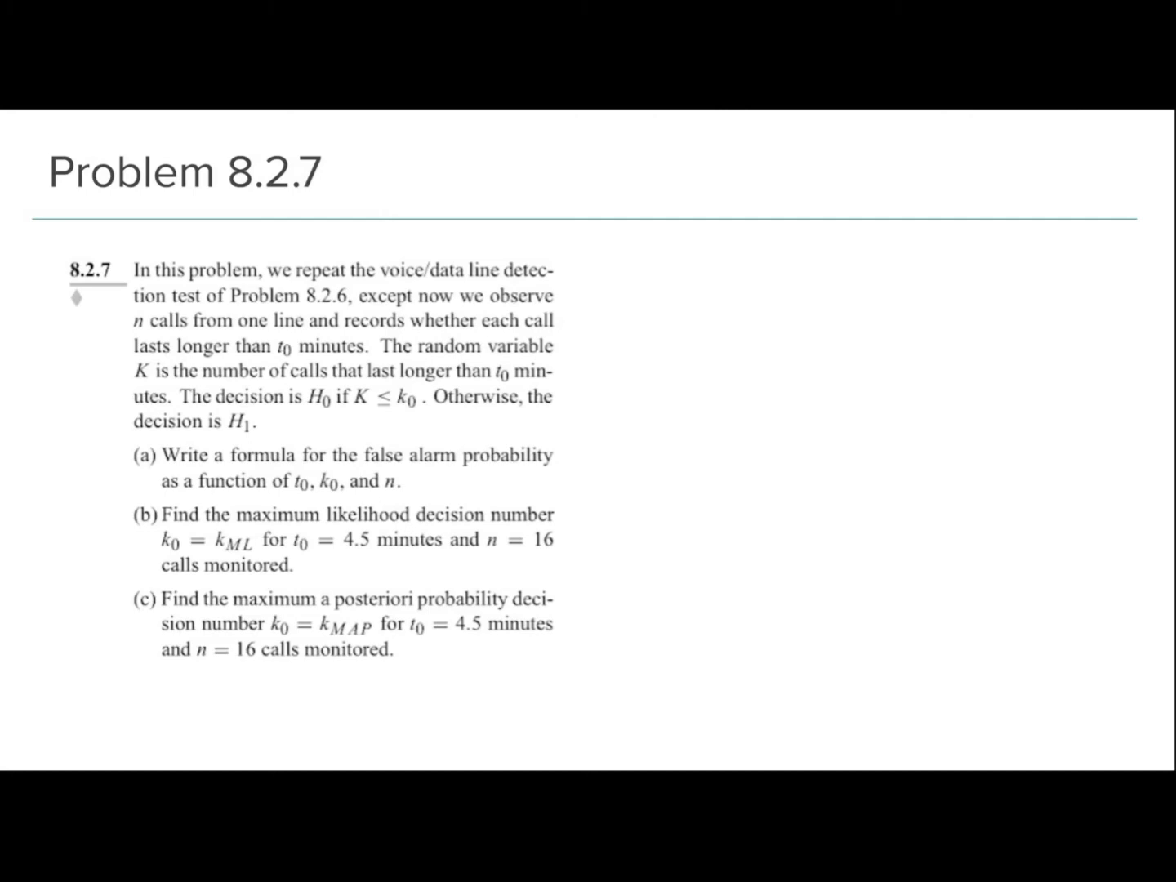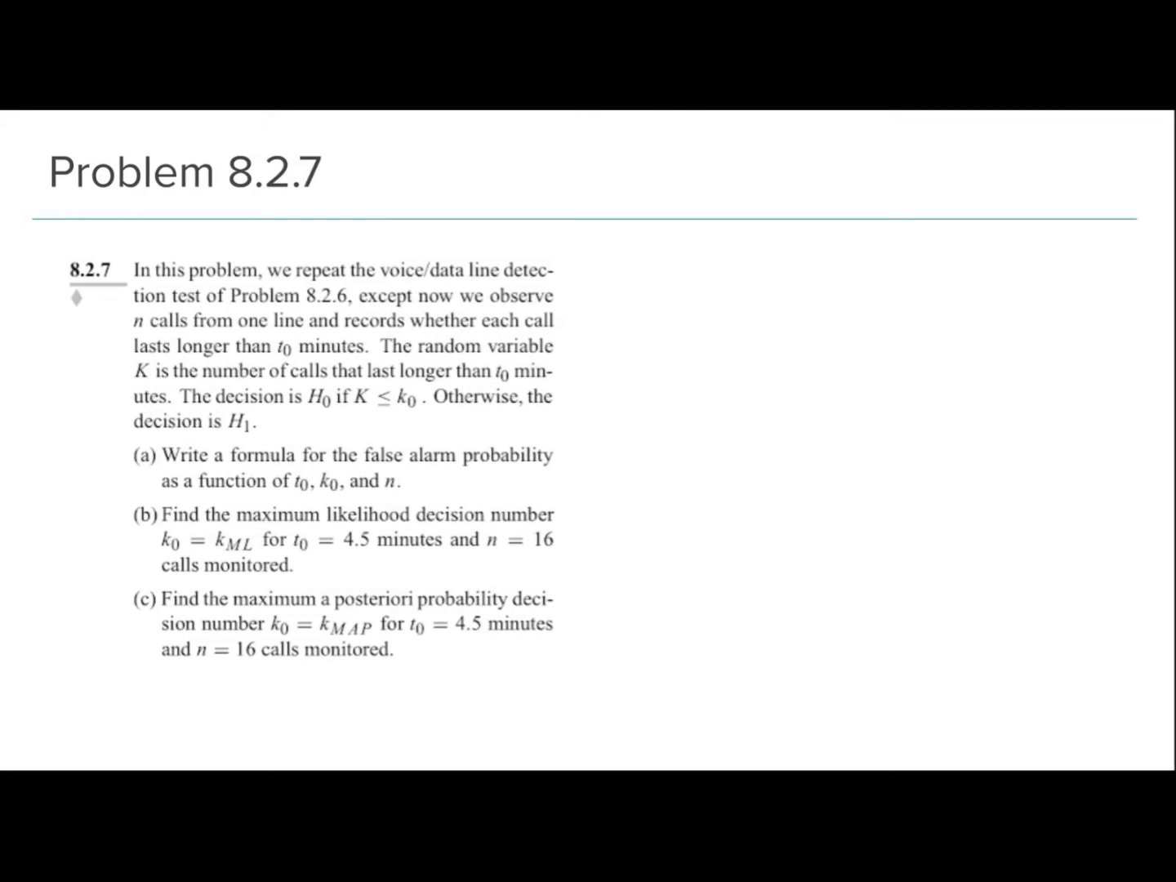So what does this question say? First of all, we have the same voice data line experiment as the previous question, but instead of observing the sample mean of call durations, we will instead be observing n calls from the line and record whether each call lasts longer than t0 minutes. And the random variable K is the number of calls that last longer than t0 minutes.